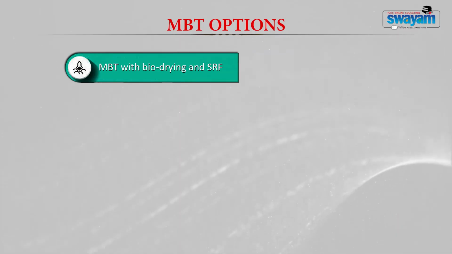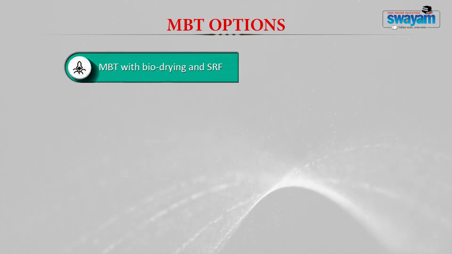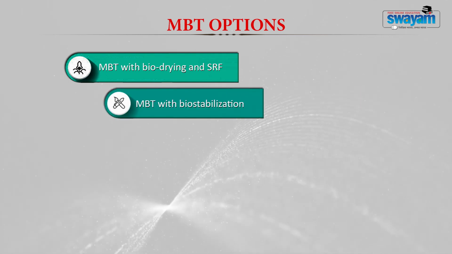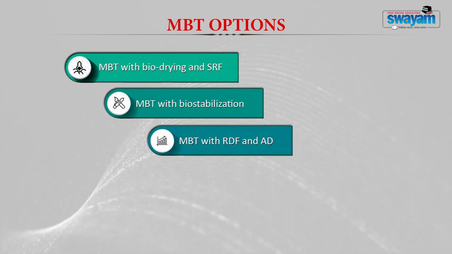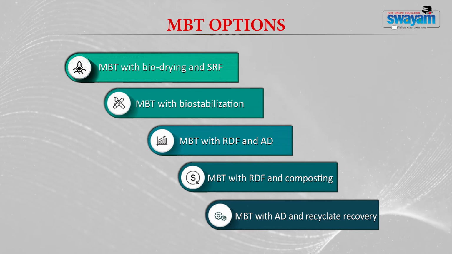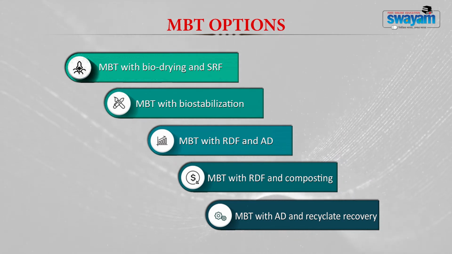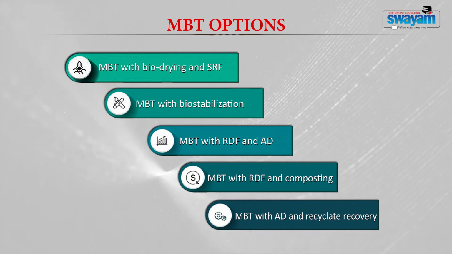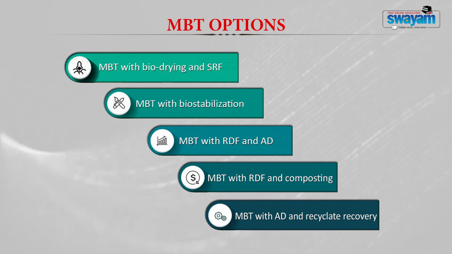Now, there are many different MBT options available. As I told you earlier, within MBT the process can be single or used in combination. These are some of the popularly used MBT options all over the world: MBT with biodrying and SRF, where SRF is solid recovered fuel. Then MBT with biostabilization is also available, MBT with RDF and AD, MBT with RDF and composting, MBT with anaerobic digestion and recyclate recovery. All these options are available, or such plants are installed throughout the world. One or two examples I will discuss in detail.